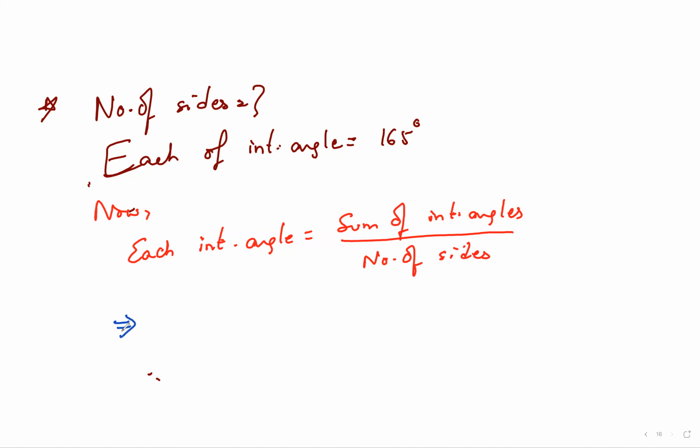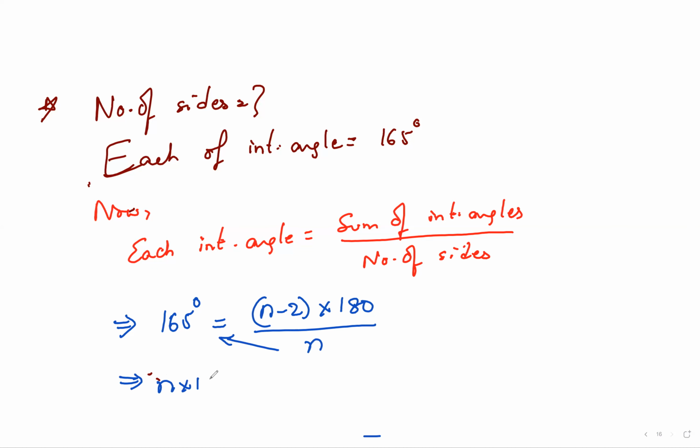Yes, the same concept, whether it is for exterior or interior. The only thing that changes is that each interior angle is given as 165 degrees. The thing which differs is the sum of interior angles. The sum of exterior angles is 360, but the sum of interior angles is n minus 2 times 180, divided by the number of sides n. Okay, now transpose this n. So what happens? n into 165 is equal to, on the right-hand side simplify, 180 n minus 180 into 2.